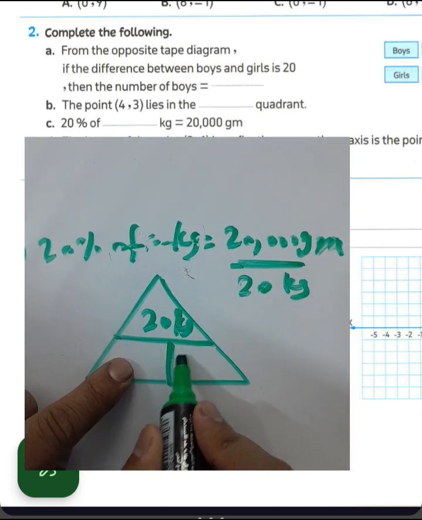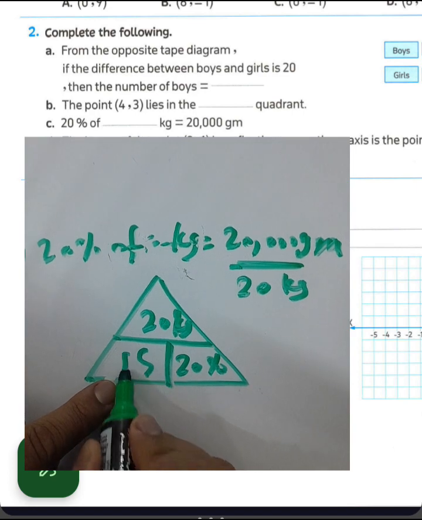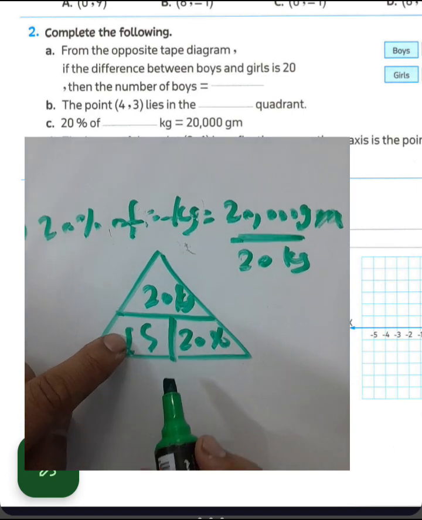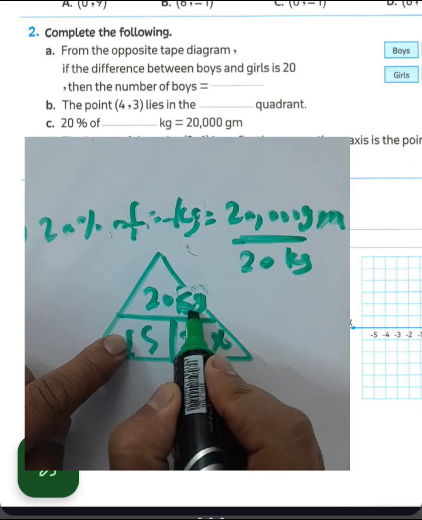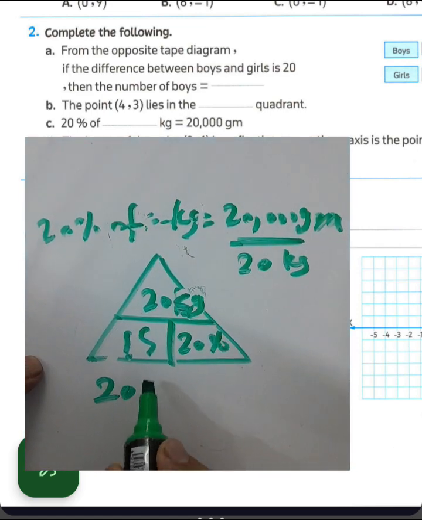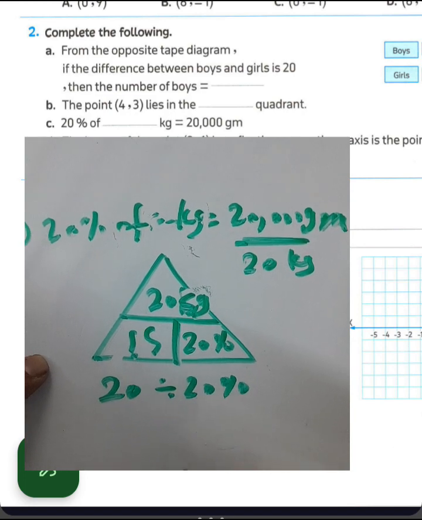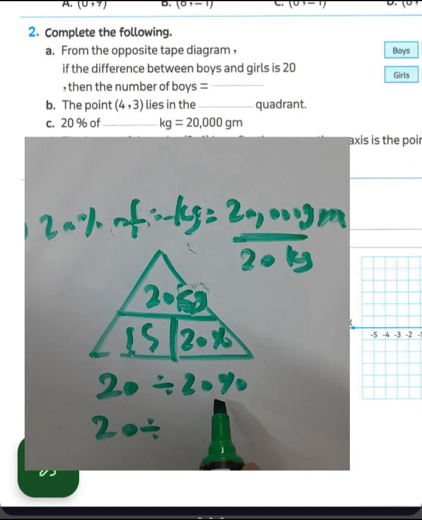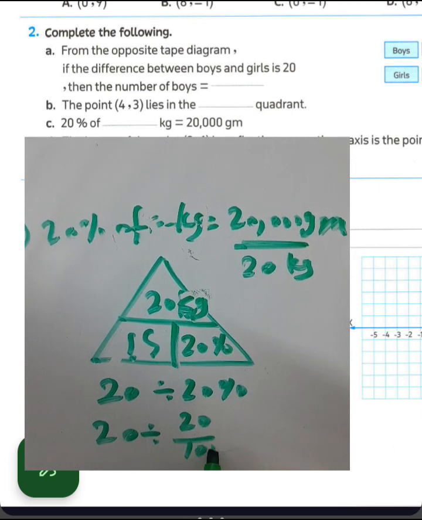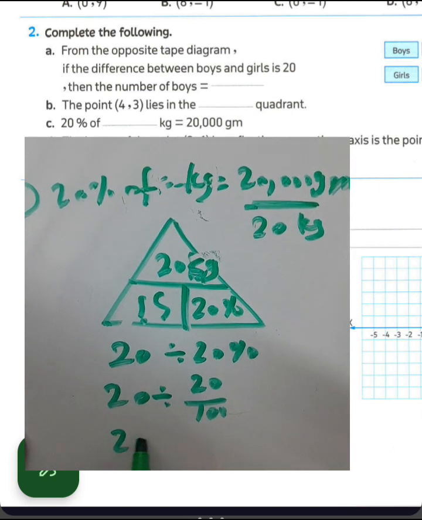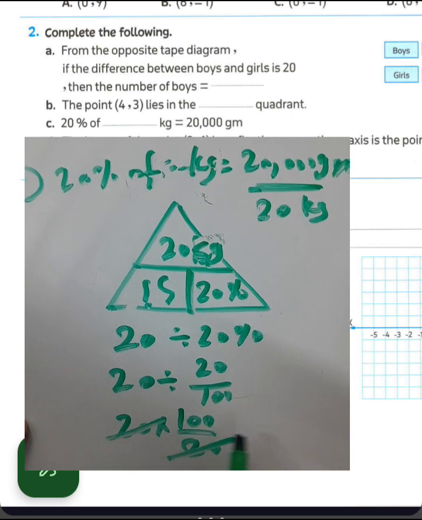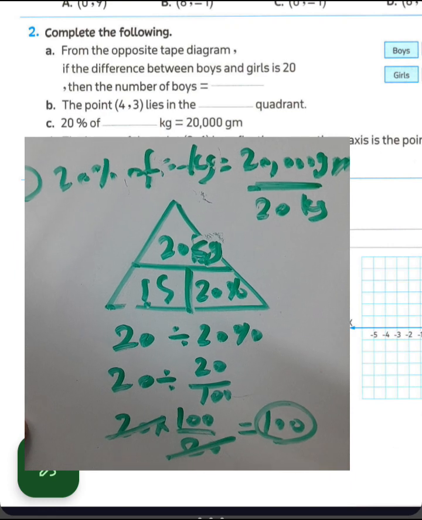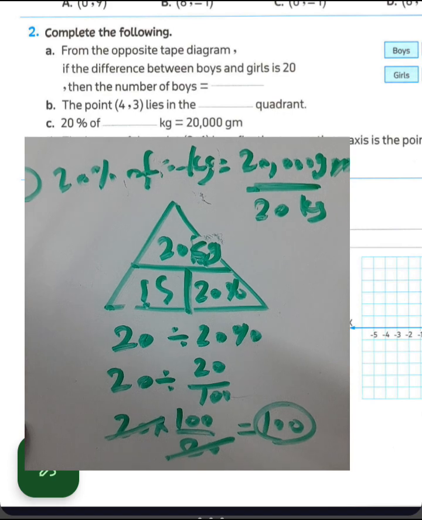And write the percent here, 20%. He wants to find the whole number. The total number here, we can find it by dividing 20 kilogram over 20%. Right, 20 divided by 20% means 20 over 100. And then you can write 20 times the inverse of 20 over 100. Write 100 over 20, cancel 20 by 20 equals 1. 1 times 100 equals 100. Then the result here will be what? 100, about letter C.